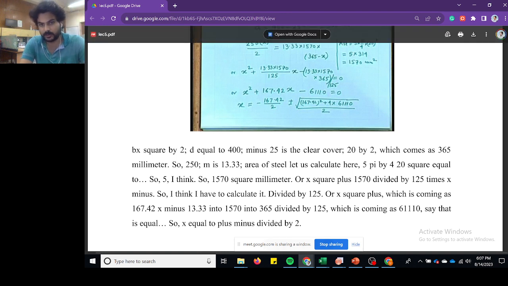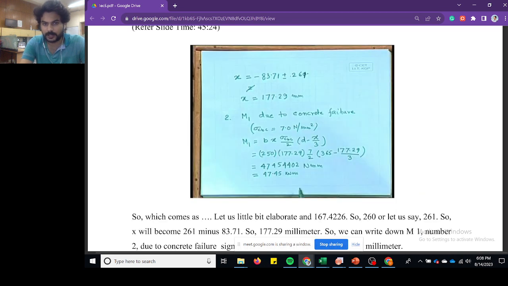Okay, so a is 1, so it's 2 down. That's how they have solved it, and we got the x value. Then we'll calculate the M1 due to concrete failure. So the moment of resistance due to concrete we can calculate by b into x into sigma cbc by 2 into d minus x by 3.